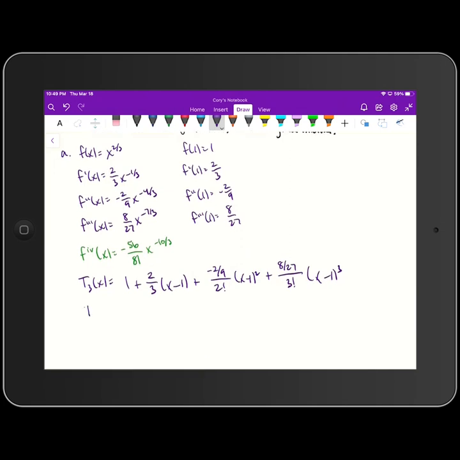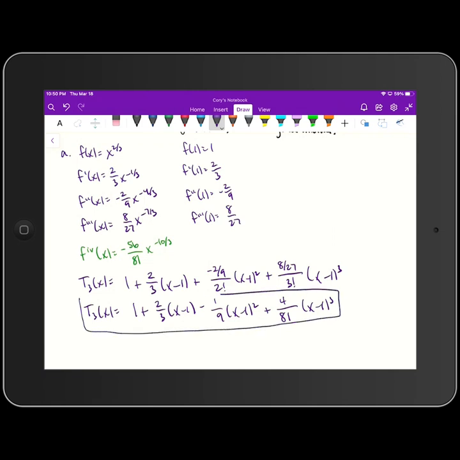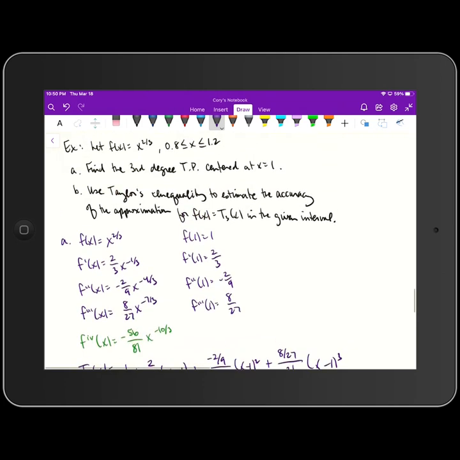Okay, and if I just simplify this really quick, t sub 3 of x is going to be 1 plus 2/3 times x minus 1. I'm going to change that sign to minus. So 2/9 divided by 2 factorial is 1/9 times x minus 1 squared, plus 8/27 divided by 3 factorial. That's going to wind up simplifying to 4/81 times x minus 1 cubed. Okay, so that right there is part A. That is our third degree Taylor polynomial.